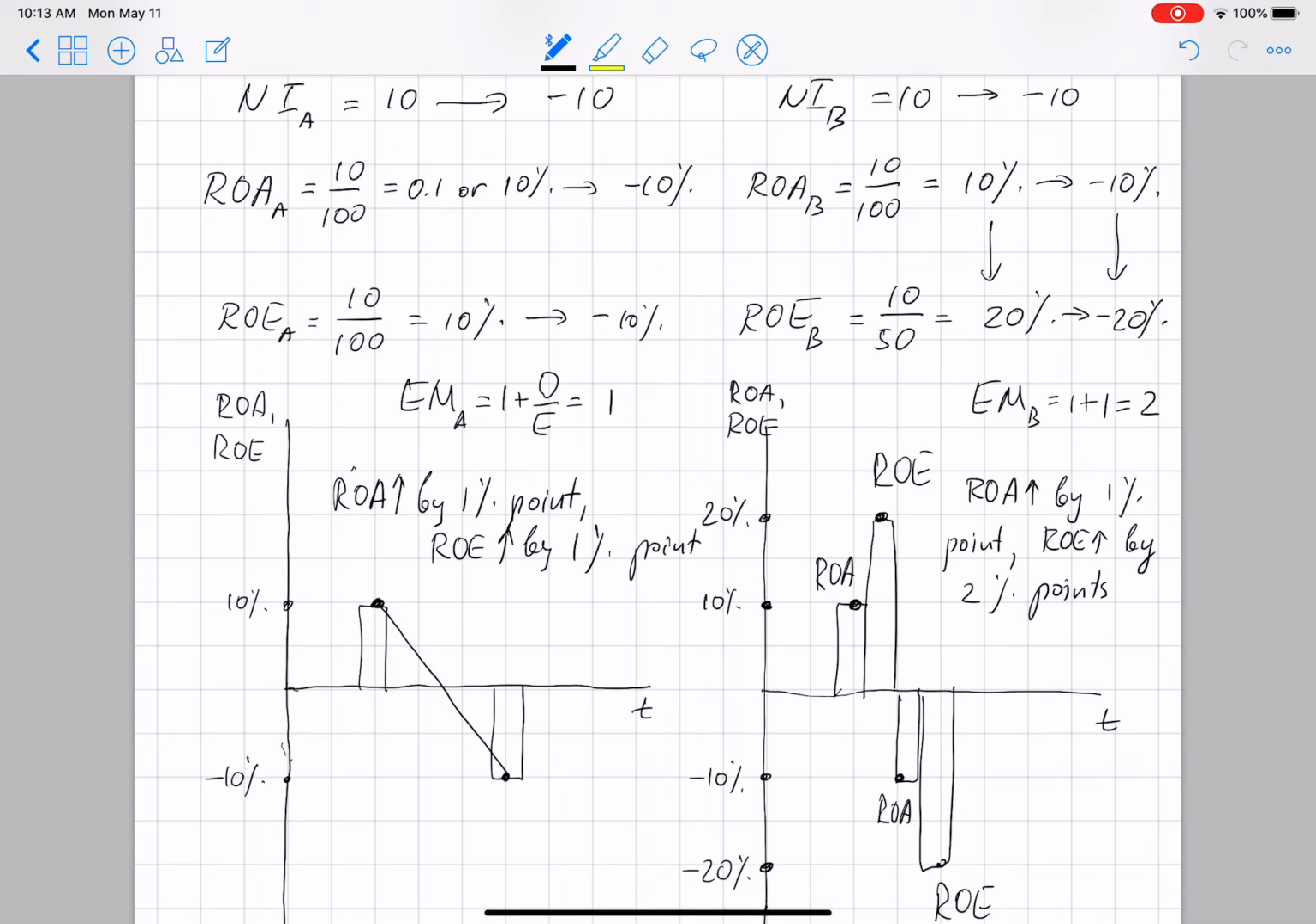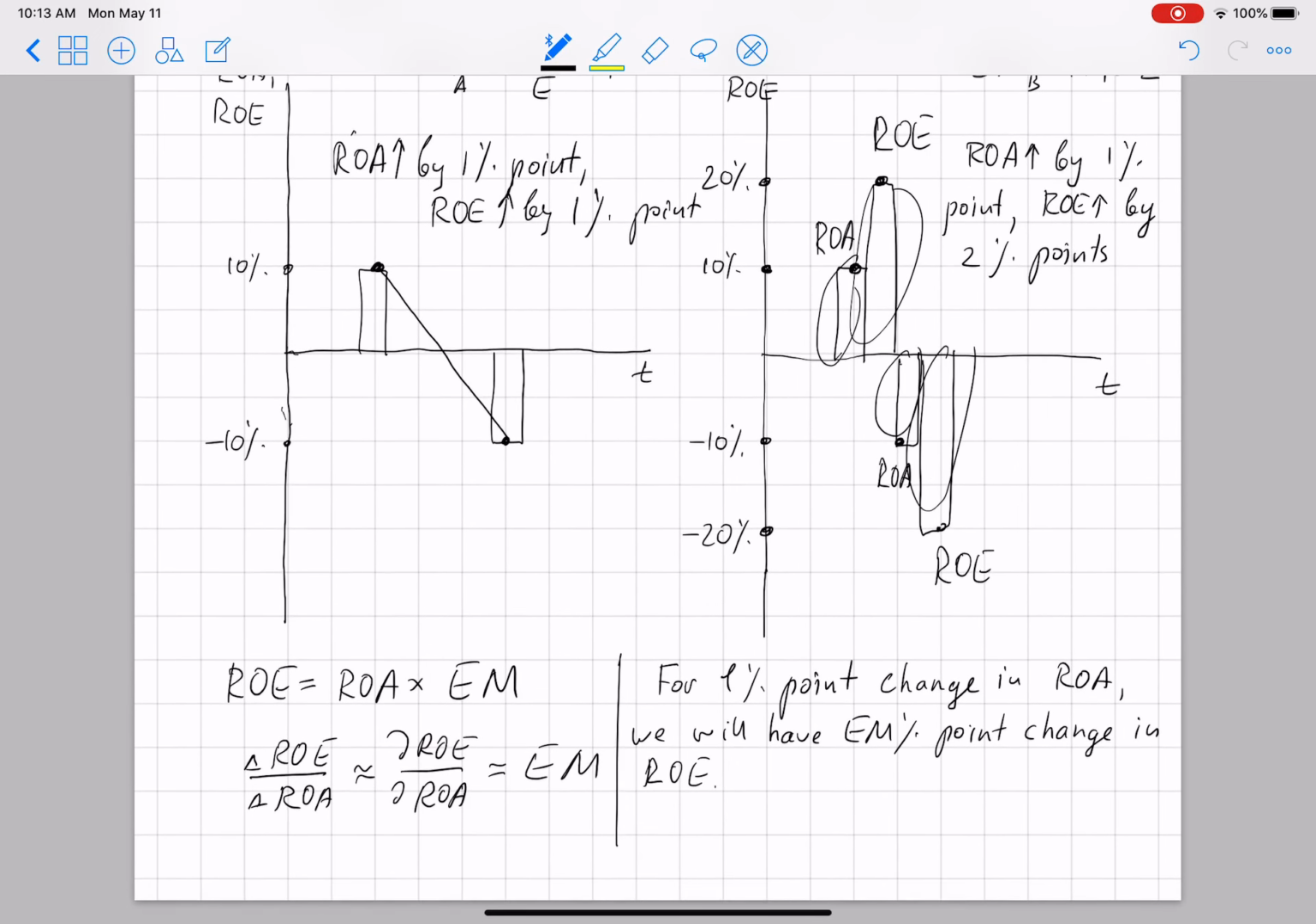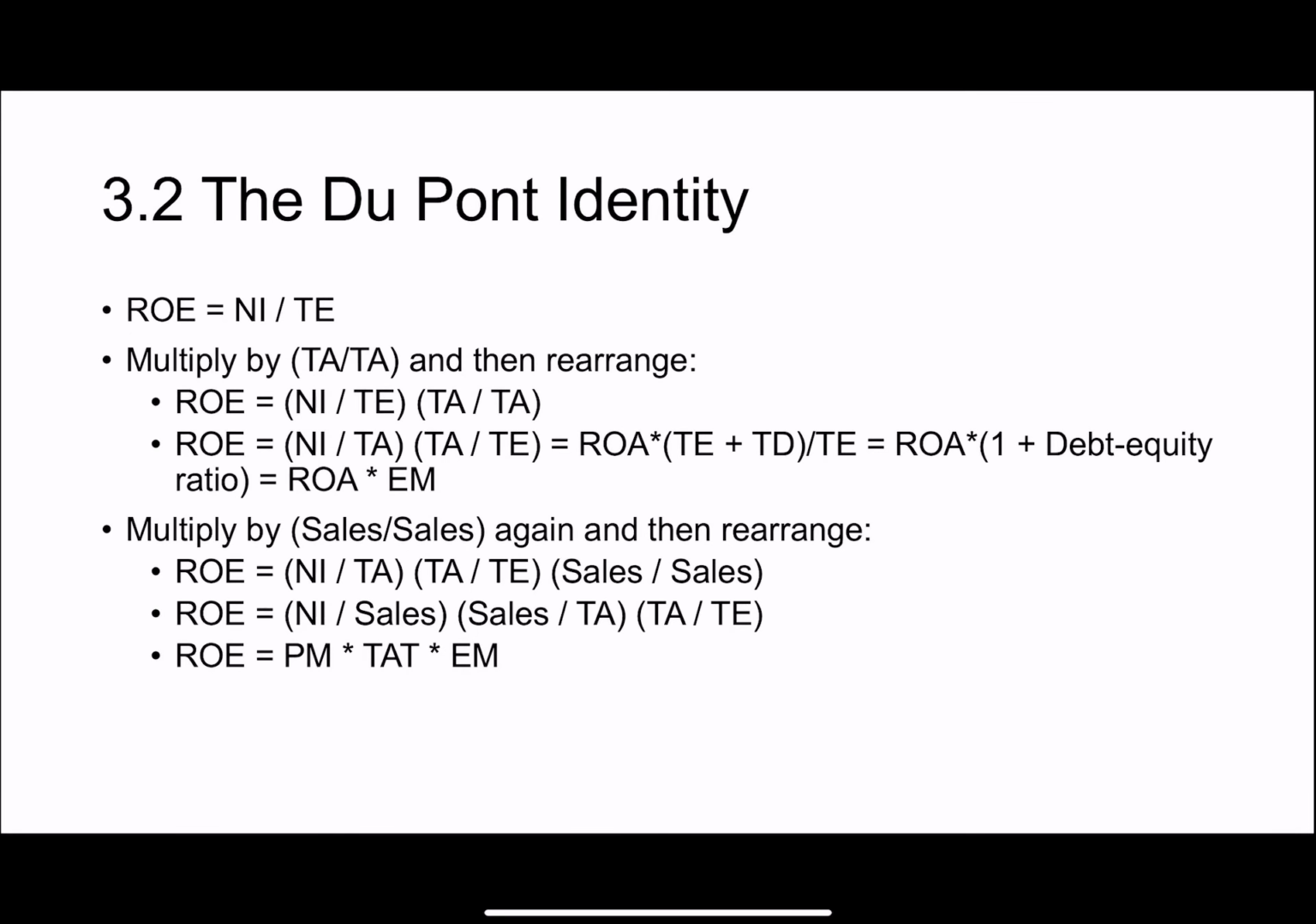So when ROA is up, ROE is double up. But when ROA is down, ROE is double down. So again, it could be a double-edged sword. On the one hand, it helps you, it boosts your earnings when things are going well. But on the other hand, it really hurts you if things are not going well. So you have to be very careful with this notion of leverage. It is sometimes a good idea when it's not used excessively, if you don't push it too far.